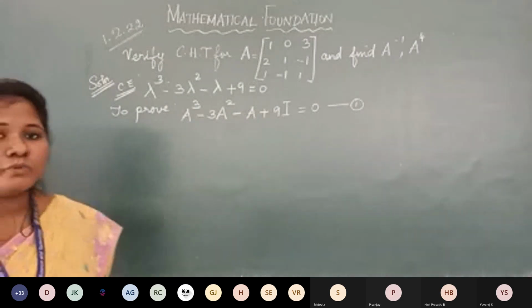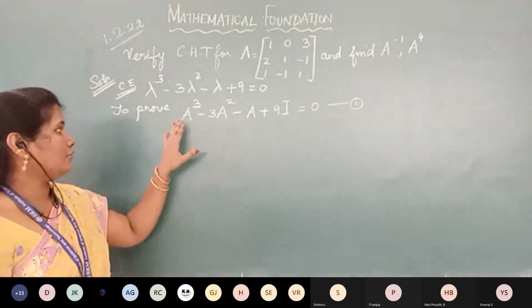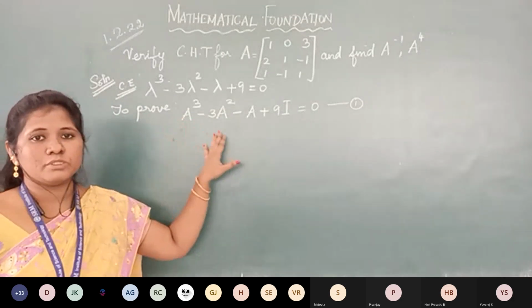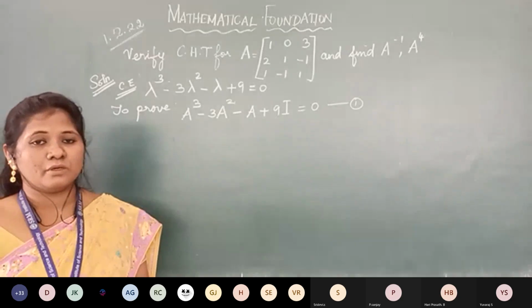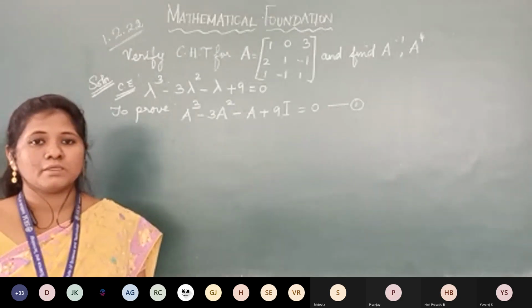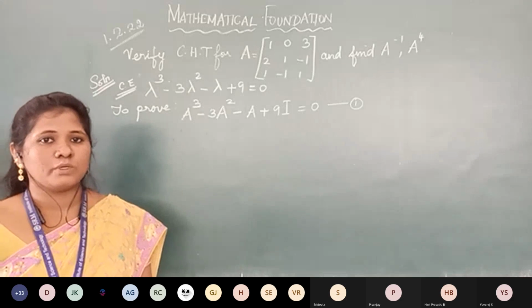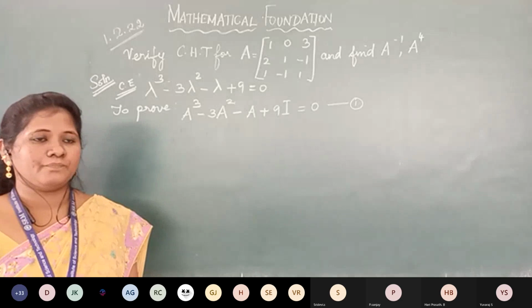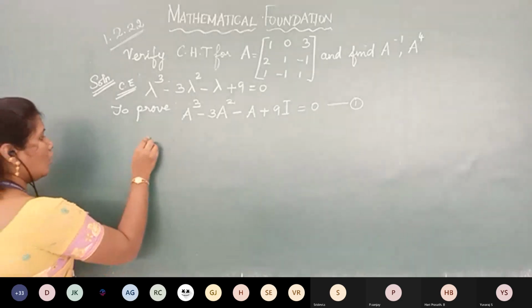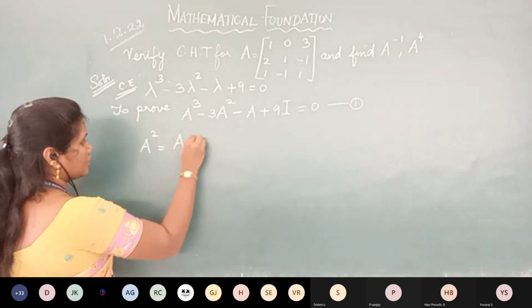To prove this, first you have to find out your A square, then find out your A cube, substitute them and see whether it is equal to 0. The Cayley-Hamilton theorem states that every square matrix satisfies its own characteristic equation, so it should definitely satisfy. If it doesn't satisfy, whatever you found out is wrong. Now you're going to find out A square.